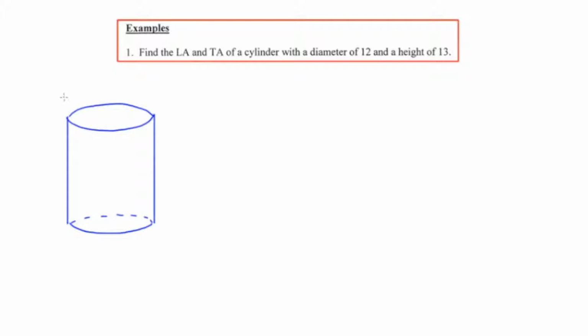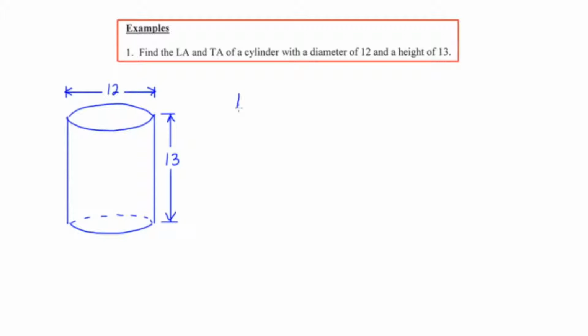Now they tell us that the diameter is 12, and that refers to the diameter of one of the bases, either the upper base or the lower base. It doesn't matter. So I'm going to go ahead and label that as 12. Now they also tell us that the height is 13. That would be the distance in between the two bases, so from top to bottom.